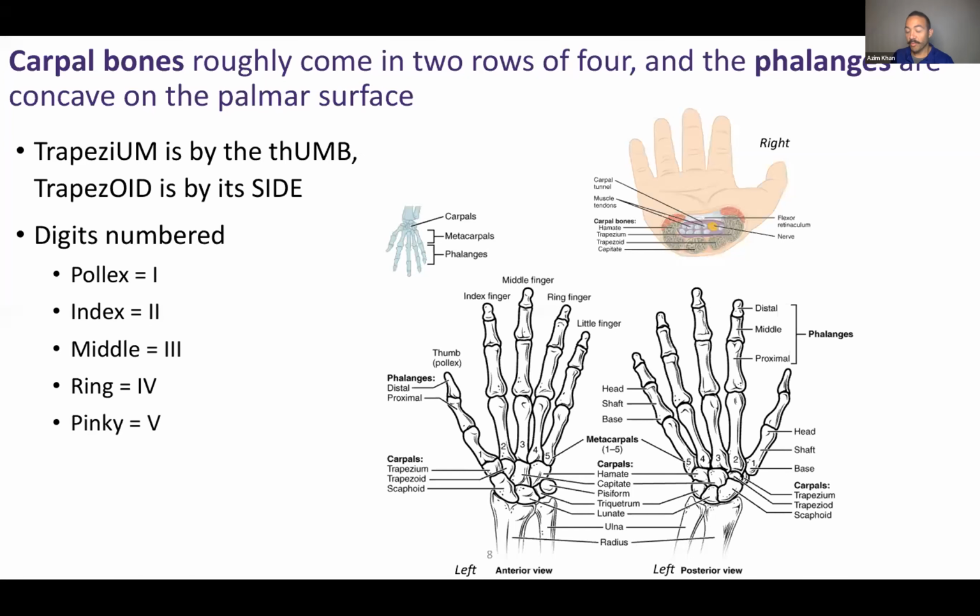Hey everyone, we are going to go over the bones of the wrist and bones of the hand. This is chapter 8, starting on slide 8. Really, this is the only slide, but we're going to do more stuff in Complete Anatomy.